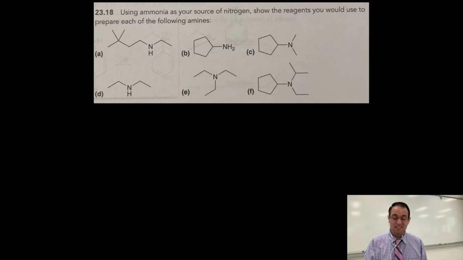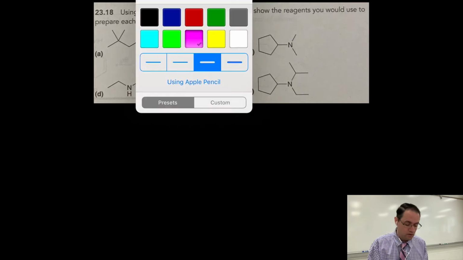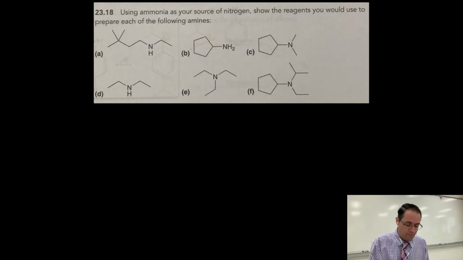All right, part C is kind of a little complicated because you have 3 bonds, a tertiary amine. So we got to do 3 different alkylations. So we want to split this guy up. We could split it down here, right? And that's going to give us cyclopentanone, all right? And my dimethylamine, that's not ammonia. So stop right there.